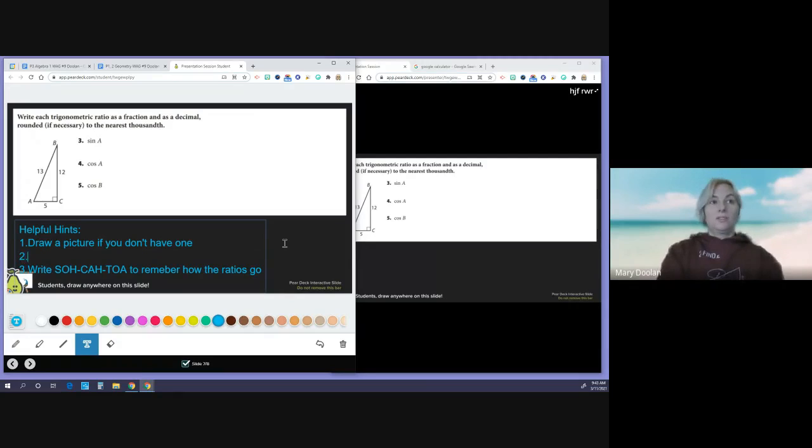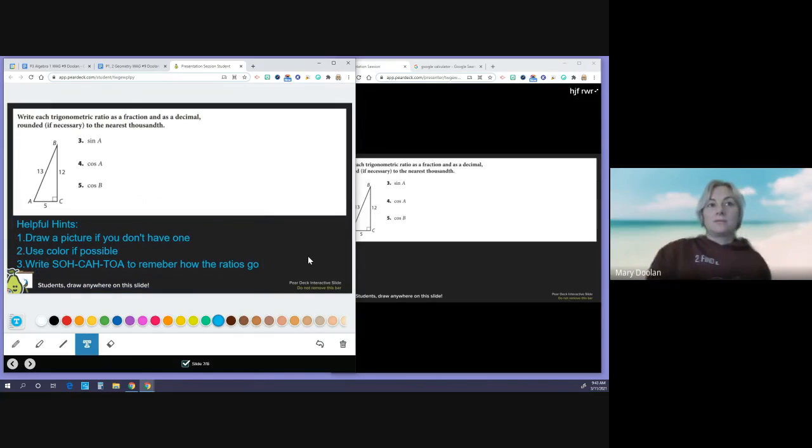Hint 2, use color if possible. I think that helps me. Okay, maybe that doesn't help you, but again, this is just a helpful hint. This is not mandatory that you have to do these things. So if you totally get it, you don't have to do any of that stuff that I just typed. But if you don't get it, these are the things I suggest to you. Draw a picture if they don't give you one. They gave us one here.